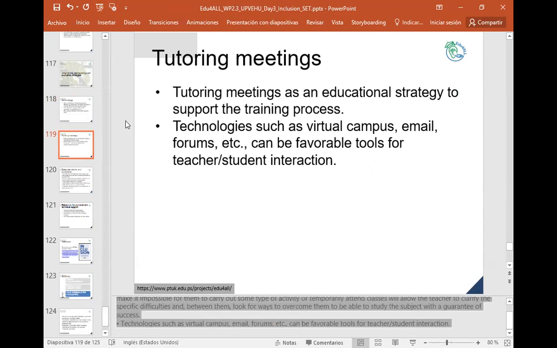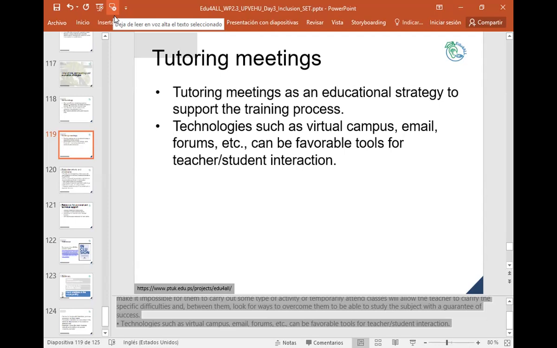Use tutoring meetings as an educational strategy to support the training process. The contact with students with symptoms that make it impossible for them to carry out some type of activity or temporarily attend classes will allow the teacher to clarify the specific difficulties and, between them, look for ways to overcome them to be able to study the subject with a guarantee of success.